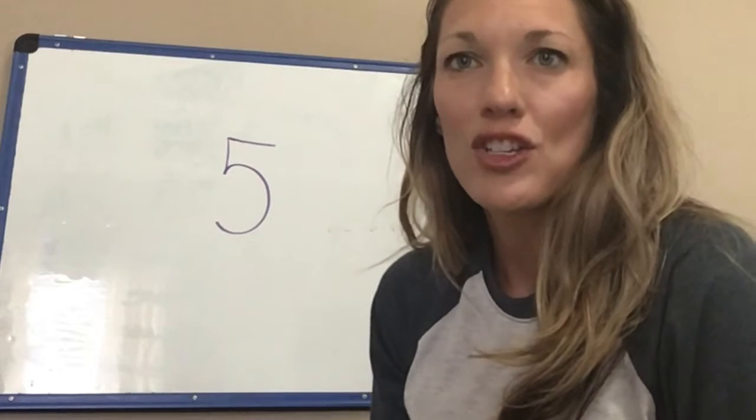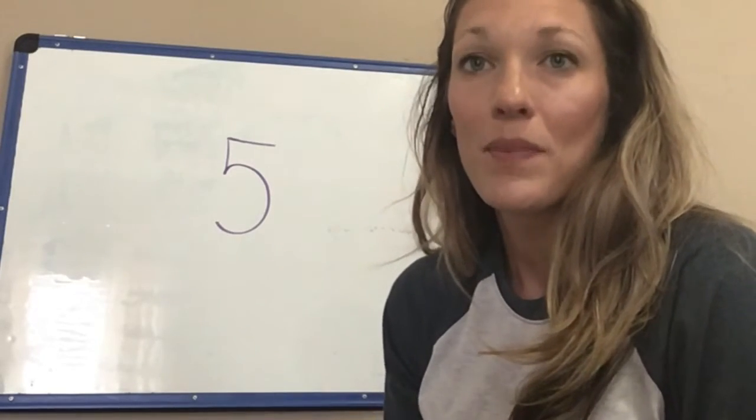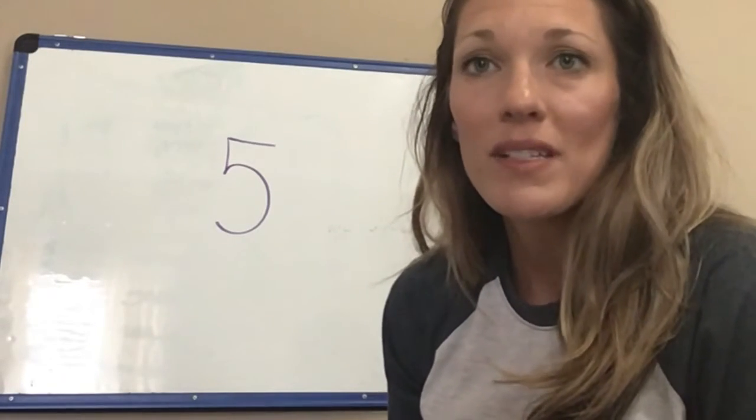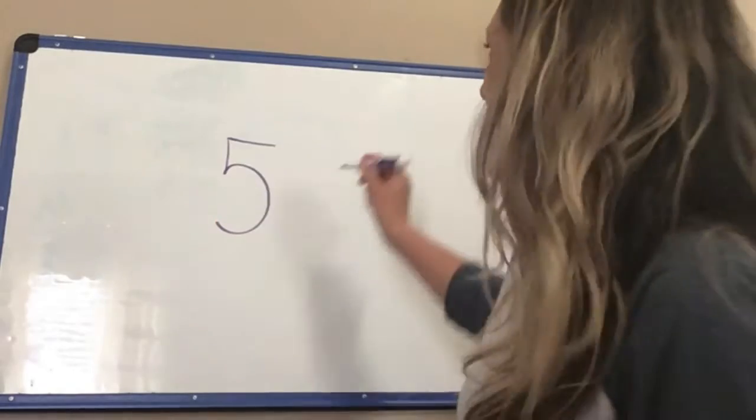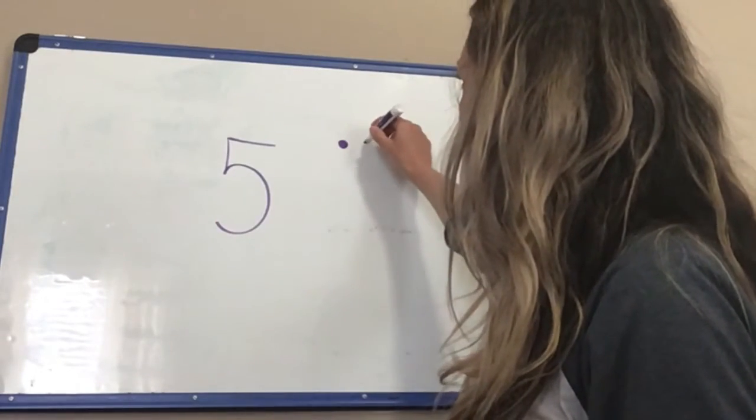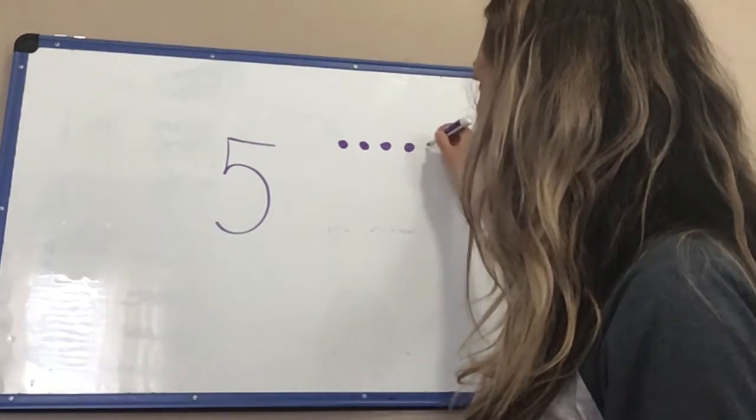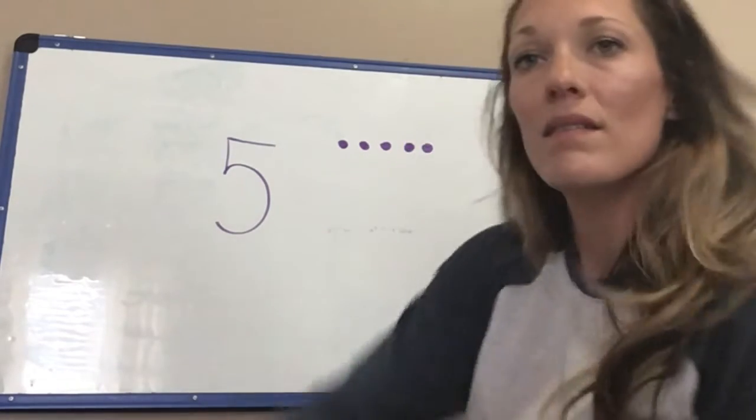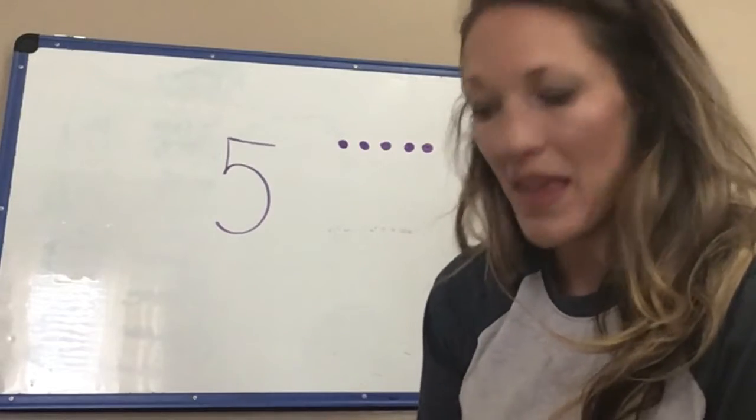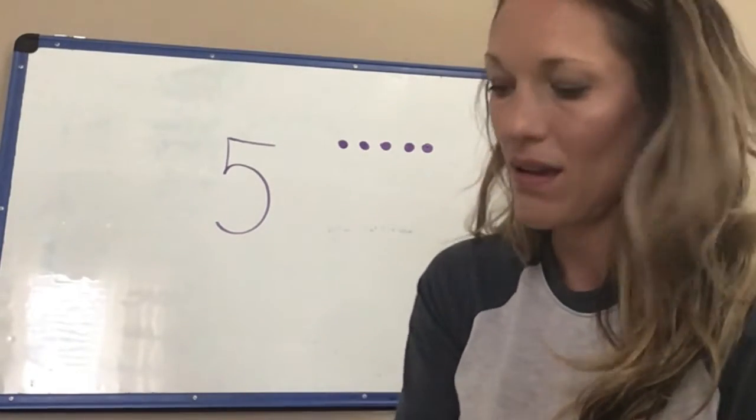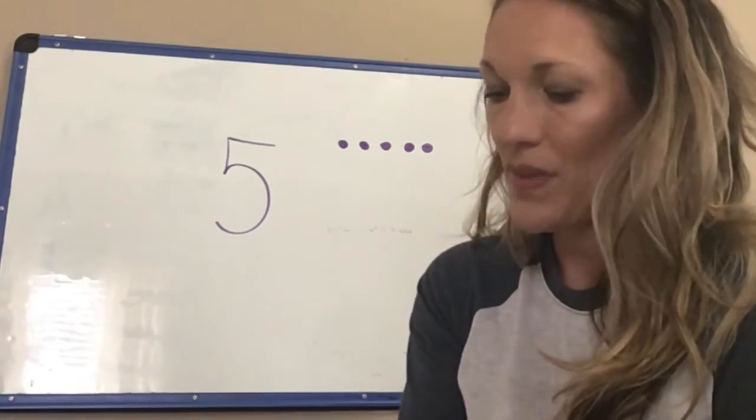How else can we show the number 5? We can count it, right? So let's put some dots up here to show the number 5. 1, 2, 3, 4, 5. Is that 5? Yes, it is. It's the same thing. What about dice?